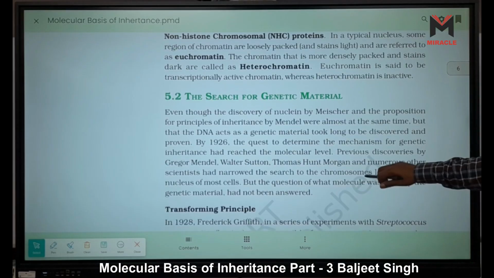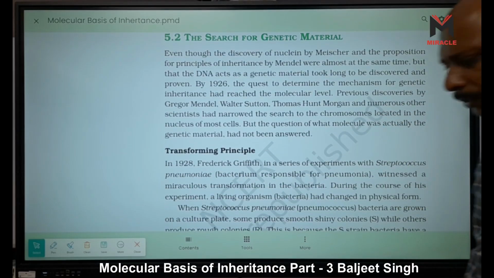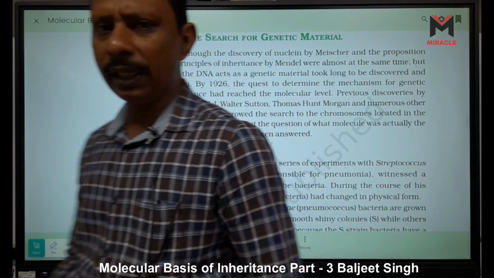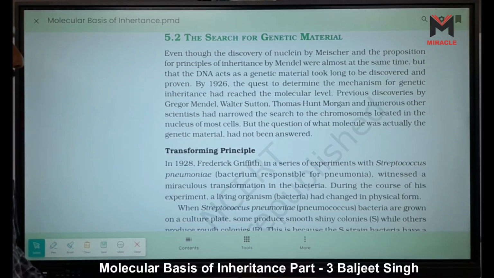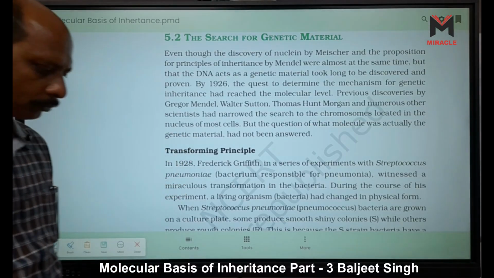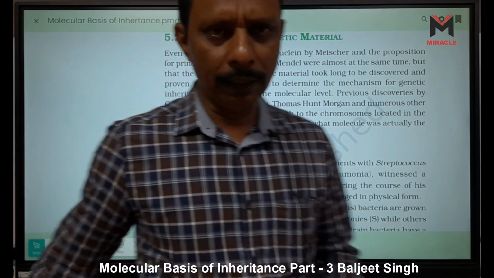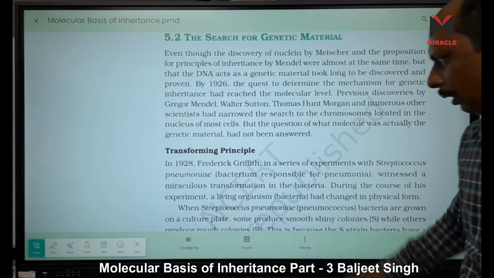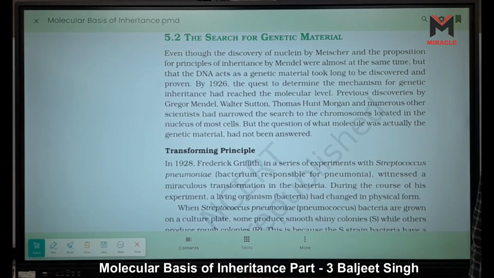Now, 5.2, the search for genetic material. Which one is the genetic material, and how was it searched for? Three stories are given here for the search of this DNA.